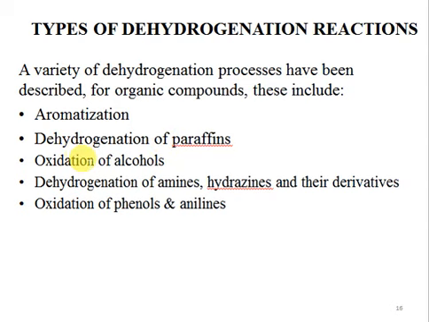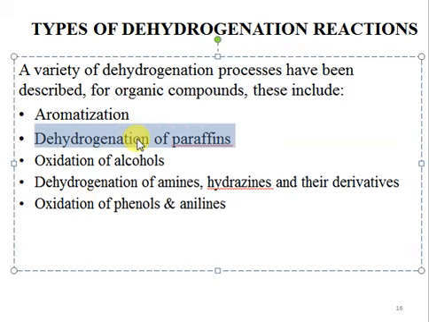Then we have the oxidation of alcohols to form aldehydes or ketones. Then we have dehydrogenation of amines, hydrazines and their derivatives, and oxidation of phenols and anilines to form quinone type compounds, right? In this lecture we shall only discuss the dehydrogenation of paraffins.